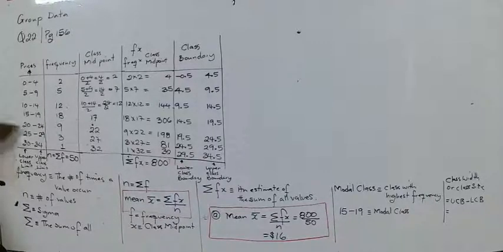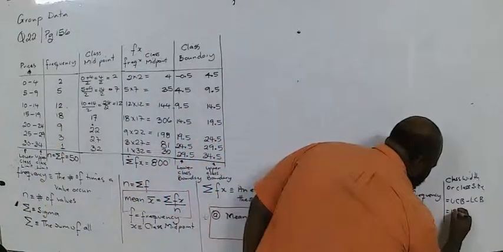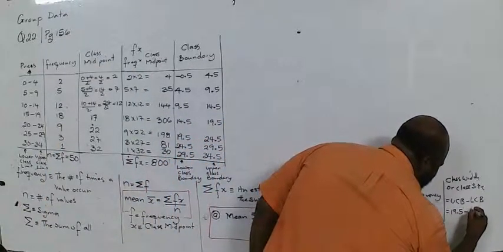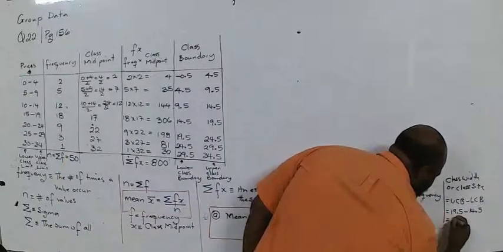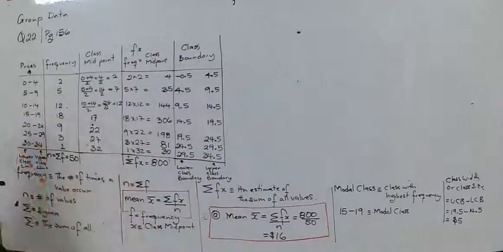Let's use the class 15 to 19. The class width would be 19.5 minus 14.5. The class width or class size is $5. It works for any class. I could take any class and I would still get the class width of $5. The class width is fixed. It is $5.